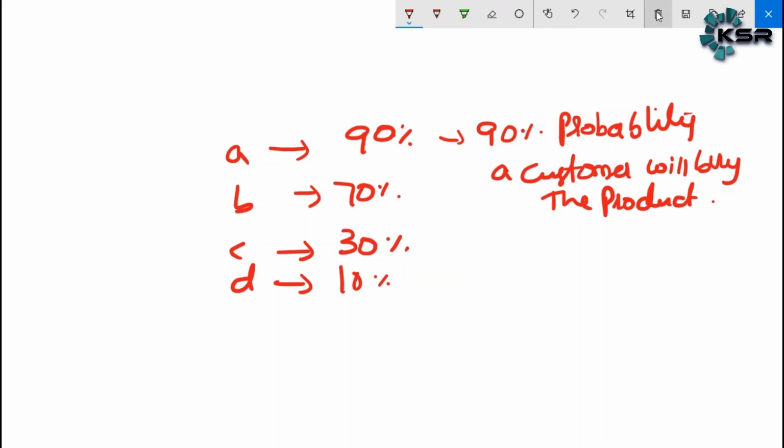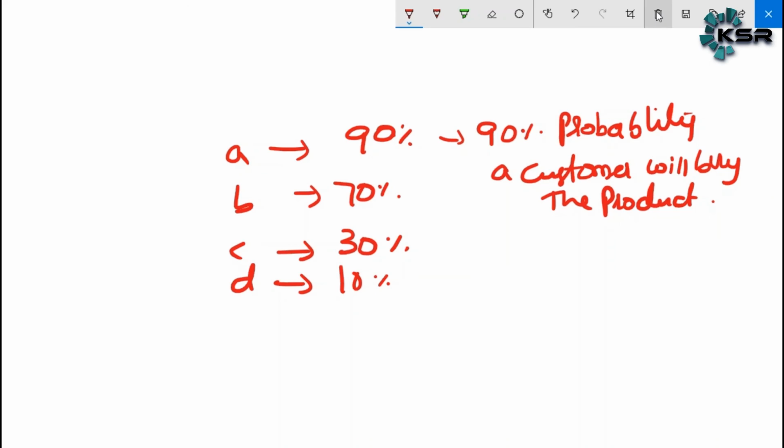I said there is a 90% probability a customer will buy the product. You may get that. Why are we saying 90% a customer will buy the product? Why don't we think 90% of the chances a customer will not buy the product?